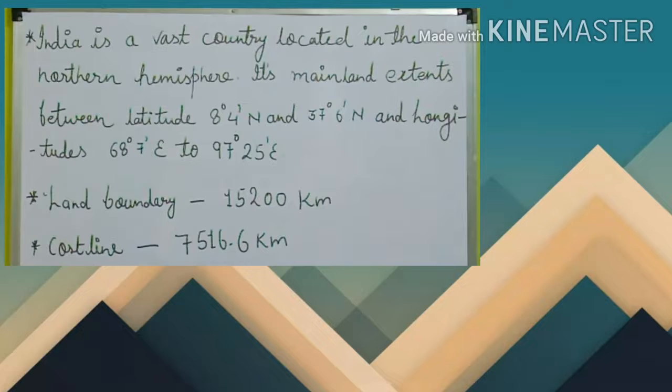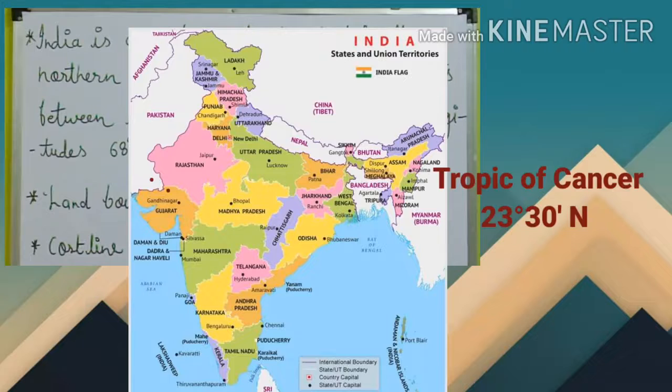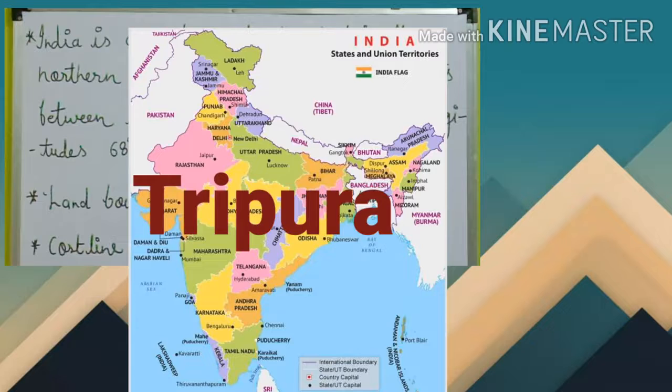If we talk about the location of India, India is a vast country located in the northern hemisphere. Its mainland extends between latitude 8 degree 4 minute north and 37 degree 6 minute north, and longitudes 68 degree 7 minute east to 97 degree 20 minute east. India is divided into almost two equal parts by the Tropic of Cancer, 23 degree 30 minute north. It passes through the states of Gujarat, Rajasthan, Madhya Pradesh, Chhattisgarh, Jharkhand, West Bengal, Tripura and Mizoram.